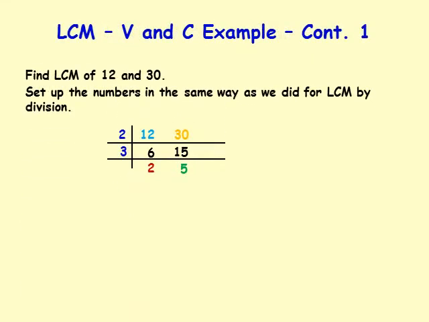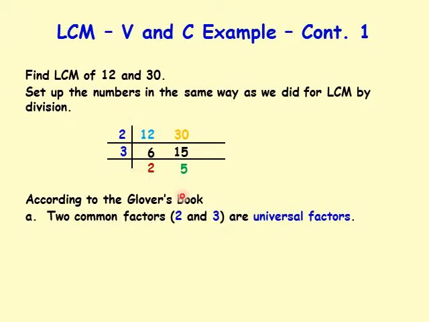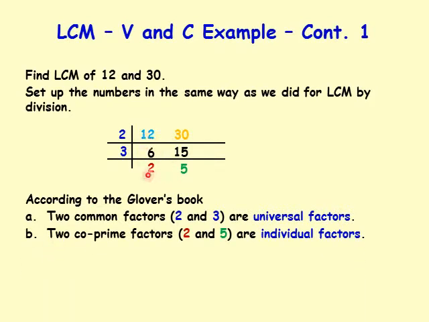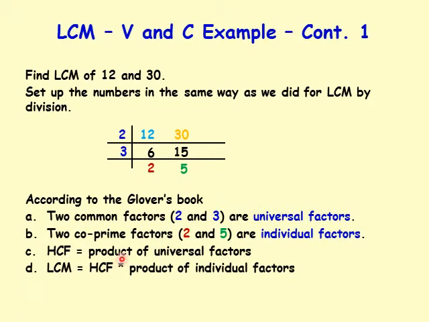Let's explore it further. So far, we tried to find LCM of 12 and 30, and after dividing by common factors, we got this form here. 2 and 3 are common factors, common to all the numbers, and 2 and 5 are the relatively prime numbers left. According to Glover's book, the two common factors 2 and 3 are universal factors, and the co-prime factors 2 and 5 are individual factors. HCF is the product of the universal factors. LCM is the product of universal factors and individual factors, so that is HCF times the product of individual factors. So the sutra used here is individual and universal.